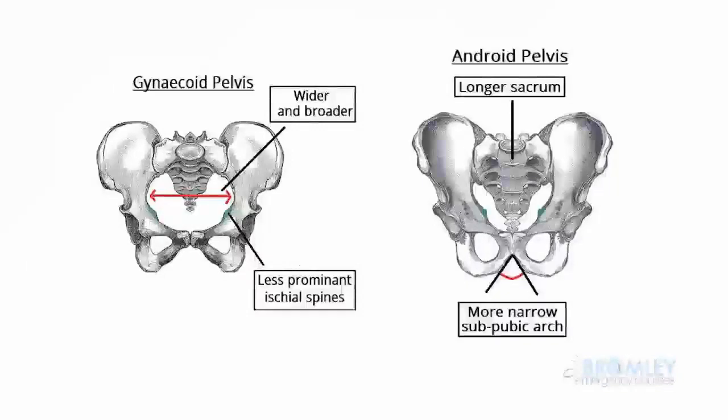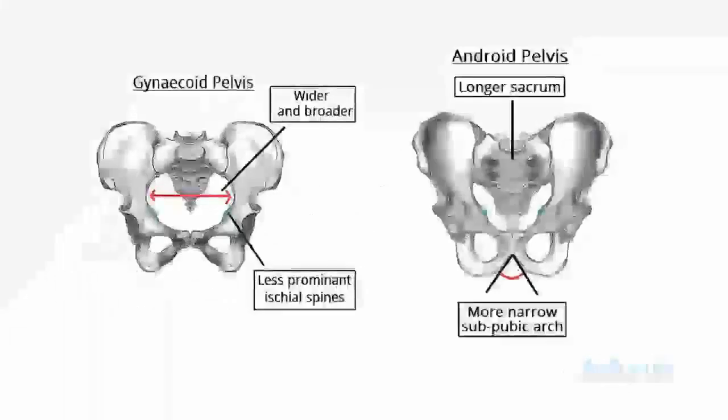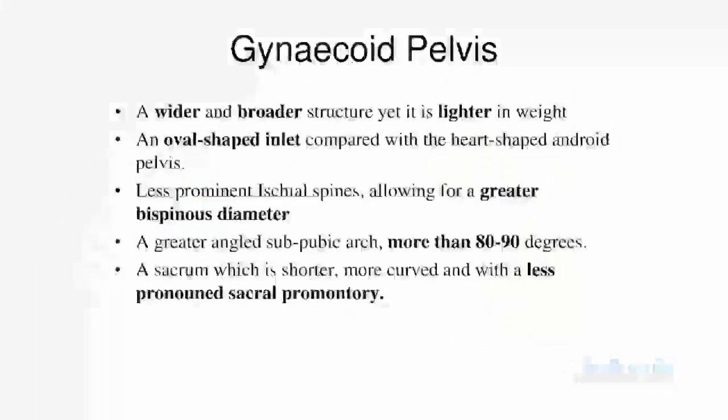And of course, as you know, the gynecoid pelvis has a wider subpubic angle compared to the android pelvis, that is to assist during childbirth. So the distinct features of the gynecoid pelvis are, although it is wider and broader, it is lighter in weight. It has an oval-shaped inlet compared to this inlet, which is more heart-shaped, the android pelvis. The ischial spines are less prominent.